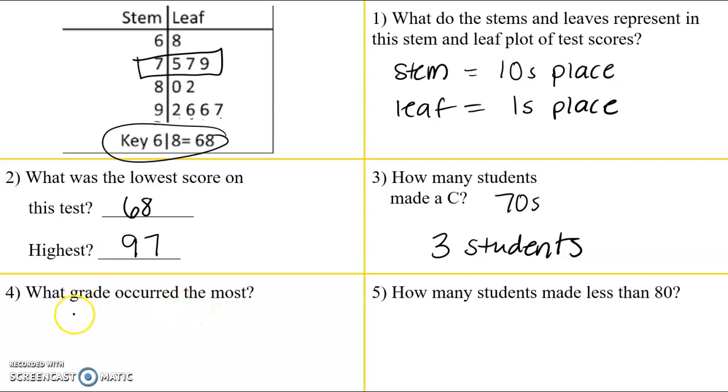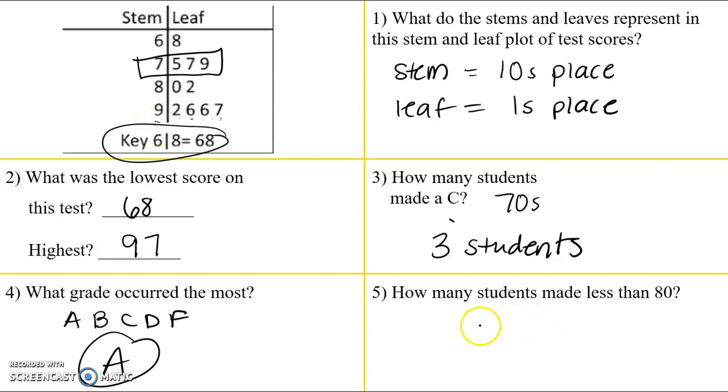Which grade occurred the most? Now, I'm asking A, B, C, D, F. Which one of those occurred the most? Well, you can look at this and see which one sticks out the most. Well, that's going to be your 90s, which is an A. And you can count it up. There were 4 people who made an A, which is the highest.